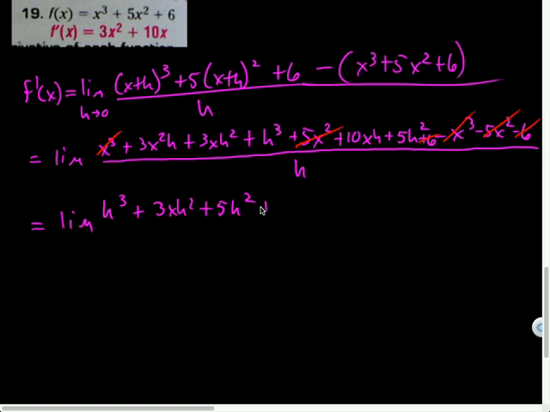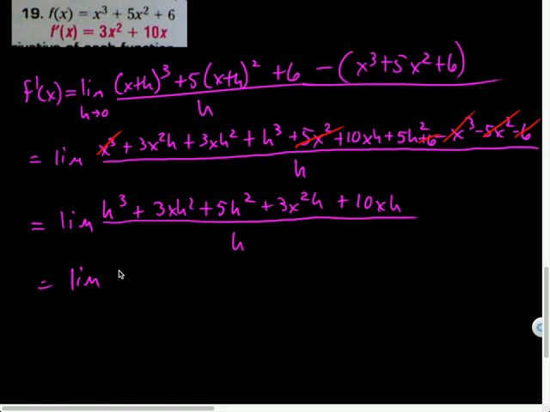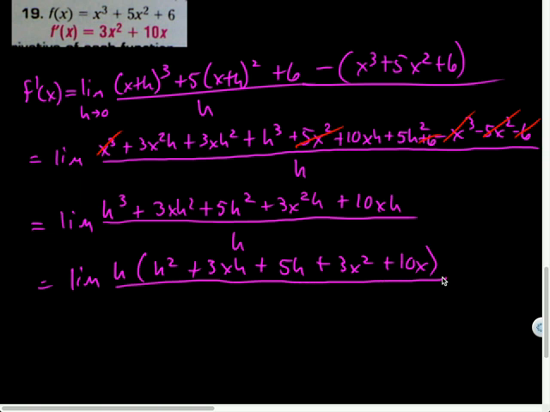Let's see. Plus 3x h squared. No, 3x squared h. Oh, sorry. Yep, and then plus 10xh. So that's in decreasing order by h degree, I believe. Yes. And then, hey, I could factor an h out of all of those. That's handy. h squared plus 3xh plus 5h plus 3x squared plus 10x, all over h.